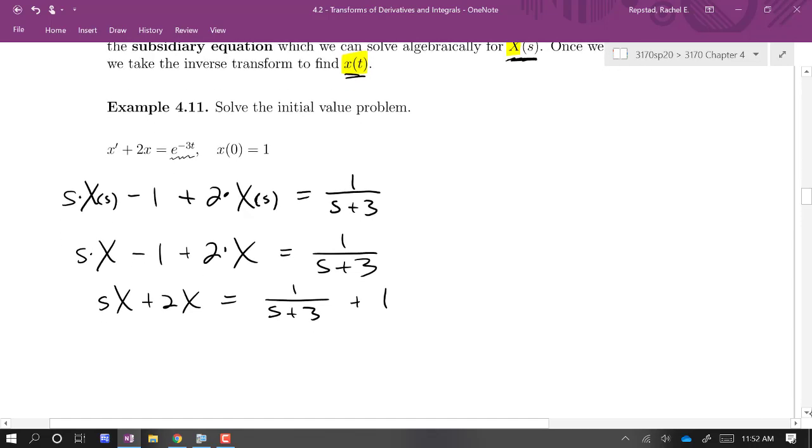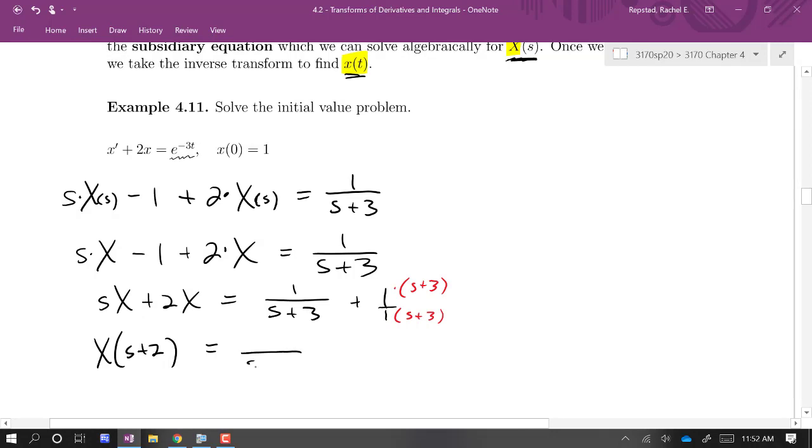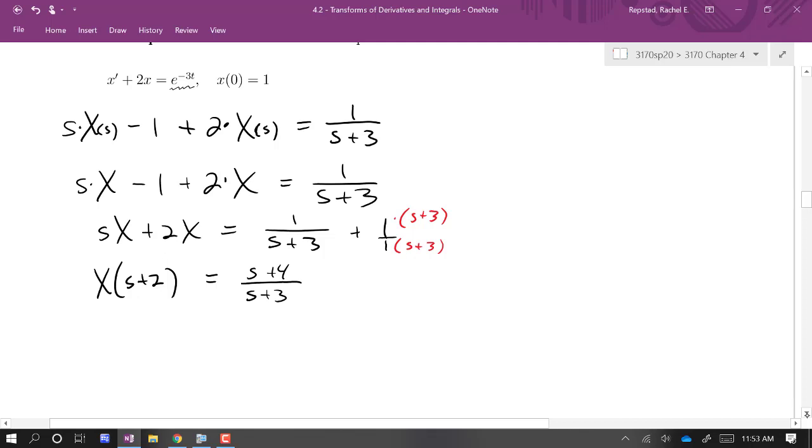On the left side, I could factor out the big X. On the right side, this is 1 over s plus 3 plus 1 over 1, so I'm going to get a common denominator. So we have s plus 3 on the bottom, and then 1 plus s plus 3, or s plus 4, on top. I can solve for big X by dividing by s plus 2, so this is s plus 4 divided by s plus 3 times s plus 2.